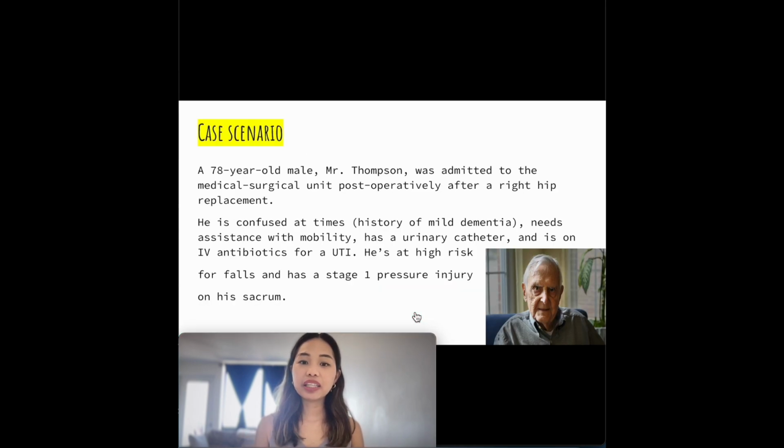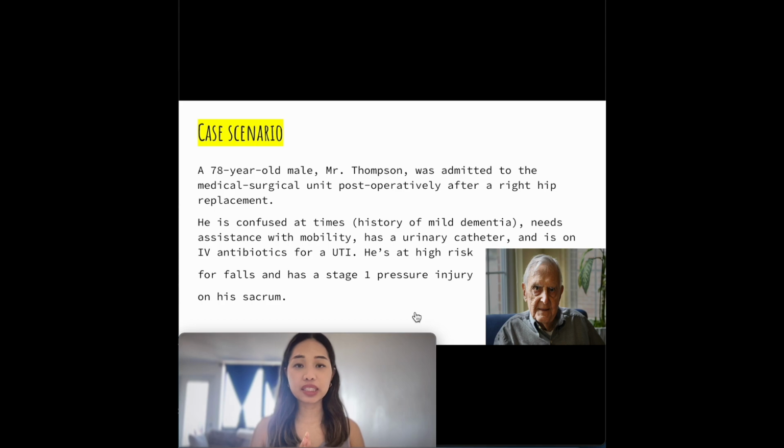We have a 78-year-old male, Mr. Thompson. He was admitted to the medical surgical unit post-operatively after a right hip replacement. He is confused at times. He has a history of mild dementia. He needs assistance with mobility. He has a urinary catheter and is on IV antibiotics for a UTI. He's also high risk for falls and has a stage 1 pressure injury on his sacrum.